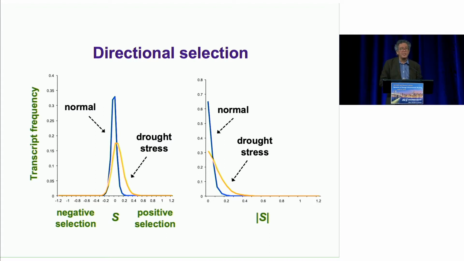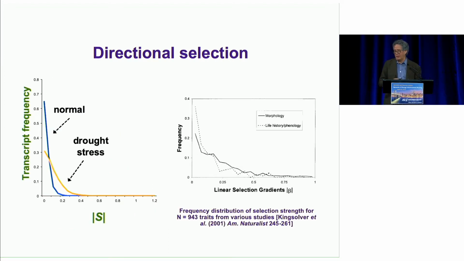Under drought stress, we see a shift in the distribution of the selection differentials. That is, there's greater strength of selection under drought stress. So levels of gene expression matter more when you're under drought stress than when you are under normal, well-watered conditions. And as I said, they behave similar to what we see in organismal phenotypes.